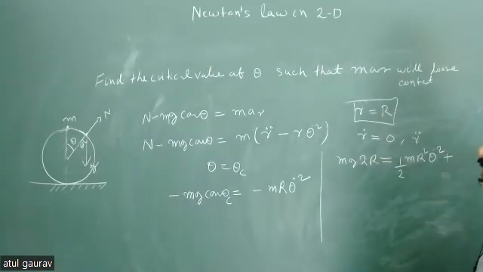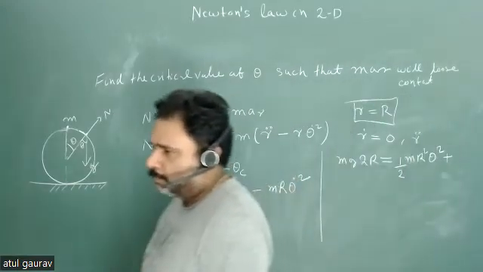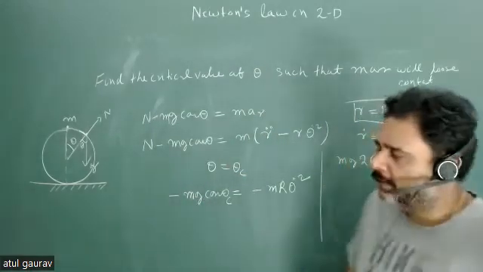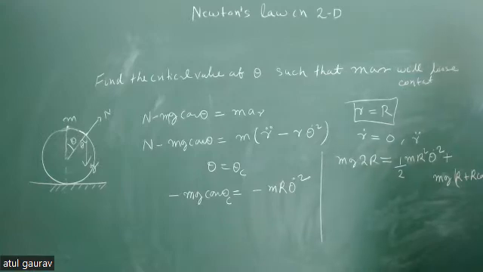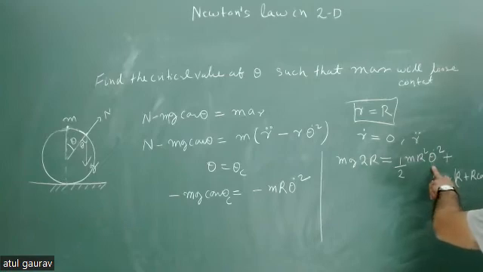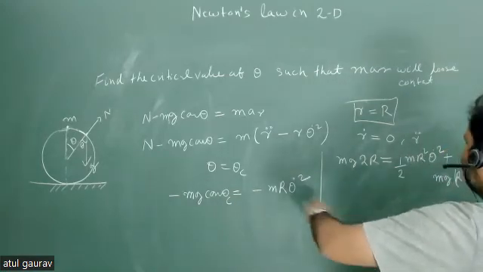Plus, what is the potential energy at this point, at theta equal to theta c? mg times r minus r... yes, that will be mg, that value is mg(r plus r cos theta). Now, the real challenge is, what will be theta dot square here? From here, we can easily calculate theta dot square.